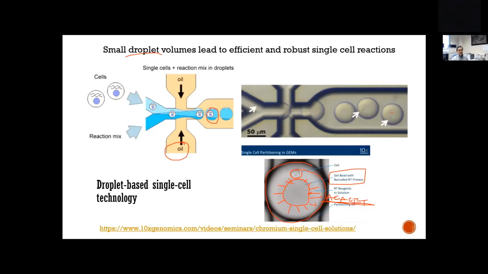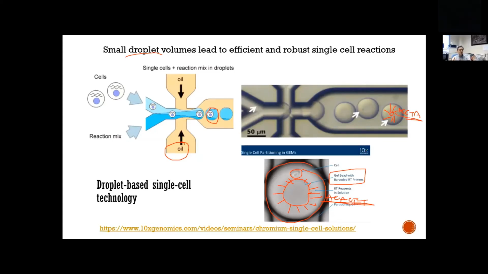In a separate gel bead droplet, you have a different barcode. This could be A, C, C, T, A. All the cell content, mRNA, will be labeled with this unique barcode associated on the surface of the gel bead.